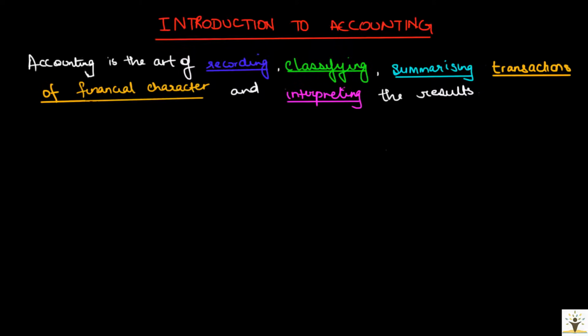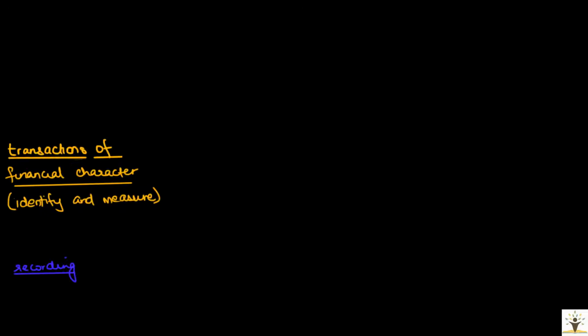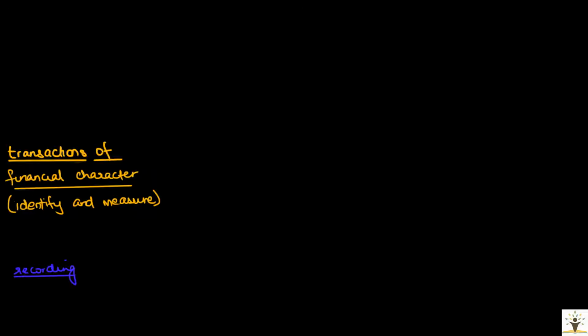Accounting is the art of recording, classifying, summarizing transactions of financial character, basically only financial transactions, and then interpreting or analyzing the results. So the recording, classifying, summarizing, and interpreting, these four are the major functions performed under the accounting process. So let's break this complex definition of accounting into simpler terms and understand it better.